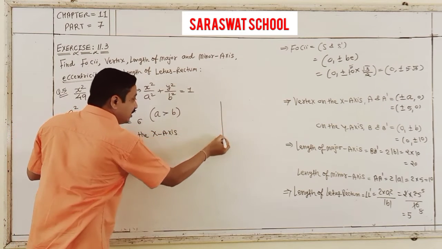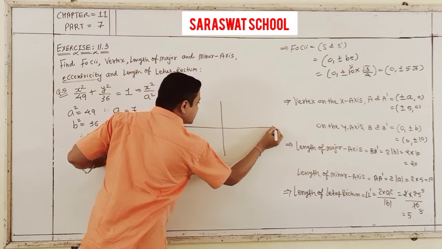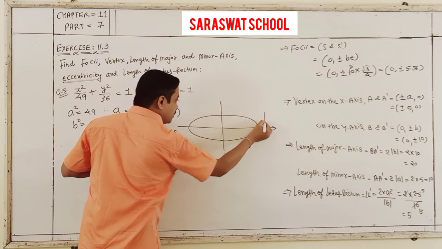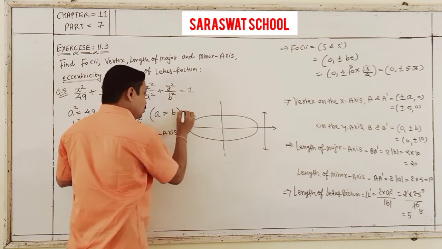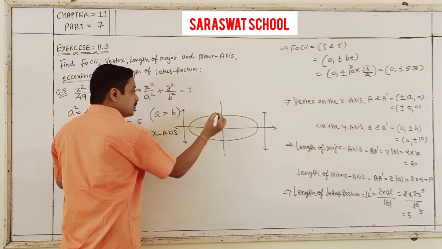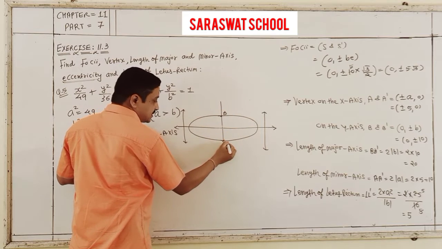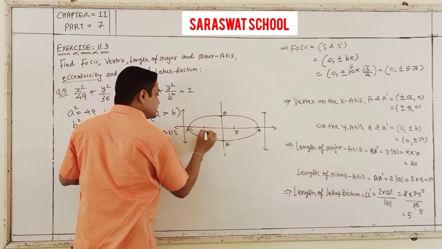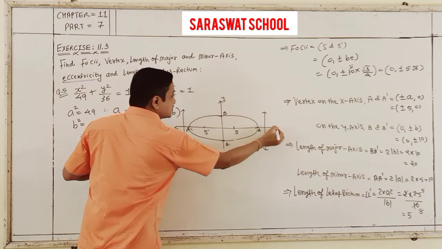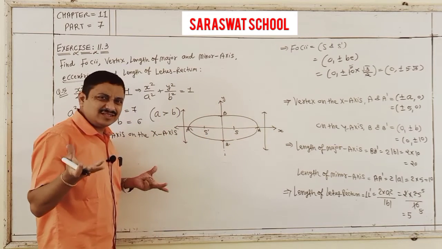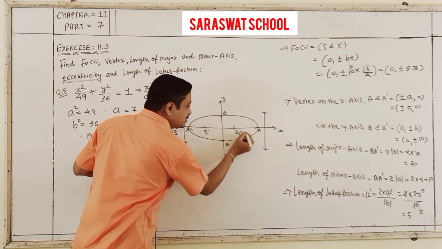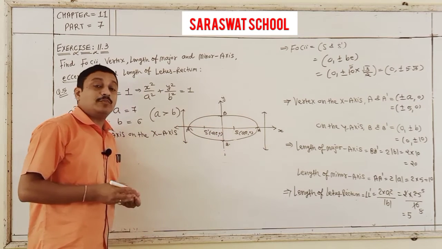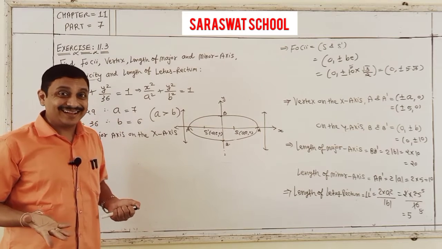And draw the drawing. This your x axis related. You can plot the ellipse here. 2 directrix, that the point B dash, A dash, and focus S dash, y axis and x axis. Very easy. Only focus I plot here, A0 minus A0, and operate the formula.